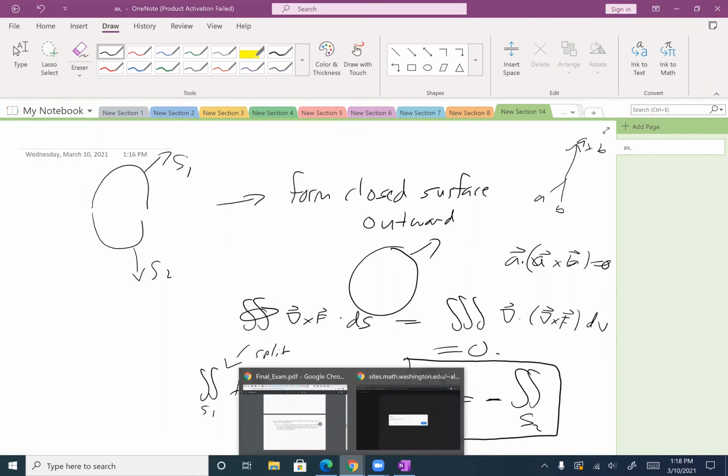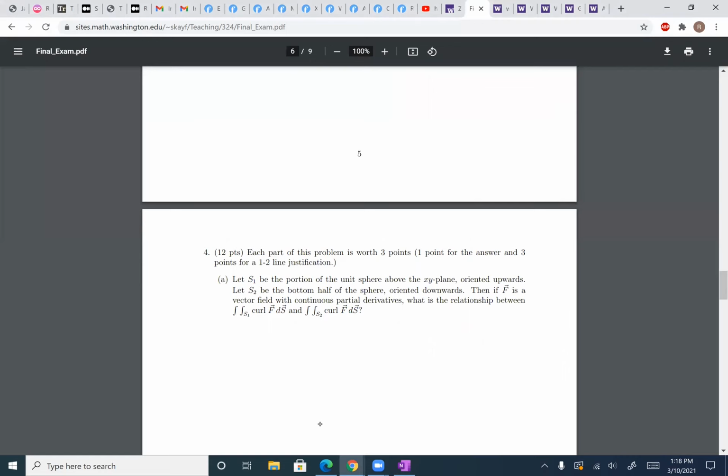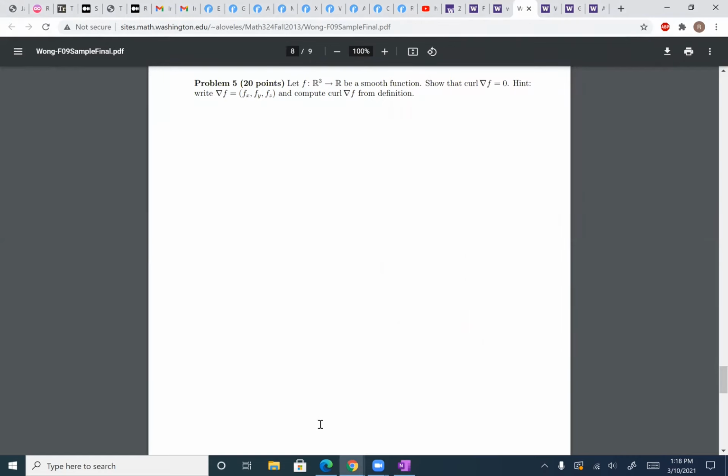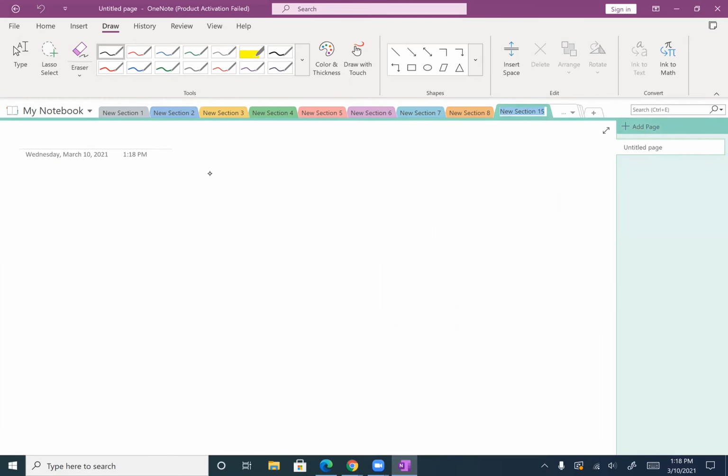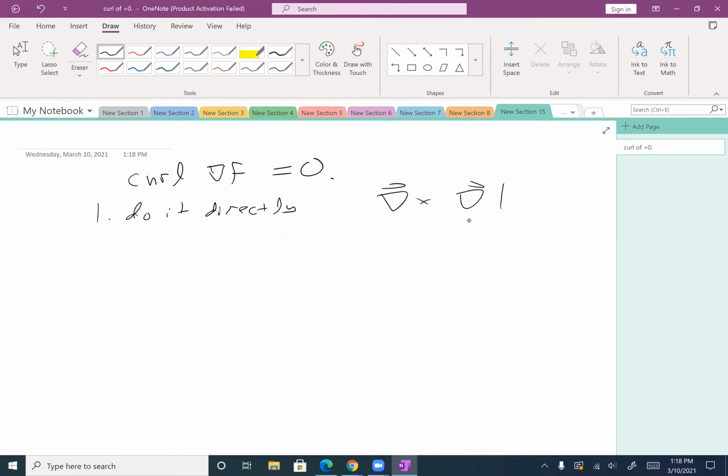I think that divergence theorem proof is a nice segue into the last problem I want to talk about. Let's do this really quickly. Let's show that the curl of the gradient is 0, and let's do it using a Stokes theorem way. So we want to show that the curl of the gradient is 0. You could just do it directly. This is just a cross product of two things pointed in the same direction, so surely that has to be 0. But you could also do it with Stokes.